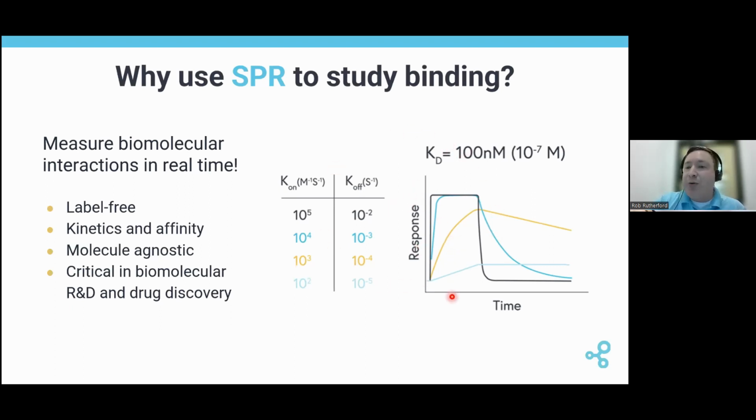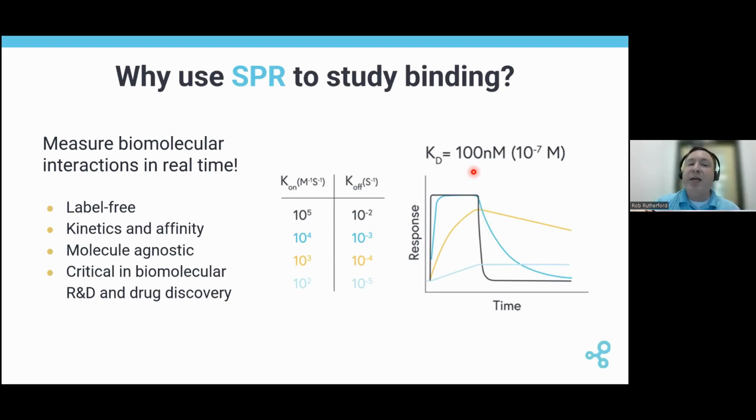If you look at the actual figure, you see a variety of different lines. Some of them look like there's a really quick association phase and a really quick dissociation. Others look a little bit different. Every single one of these lines has the same affinity. So K large D is 100 nanomolar. If you didn't know what your K on and K off were, you could look at these and say, well, they all have the same affinity. They all must be behaving in the exact same manner.